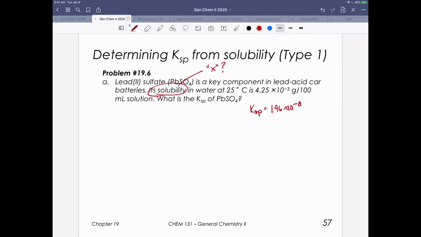So take a minute and try to work through this problem on your own, or let the video play for the worked out solution.